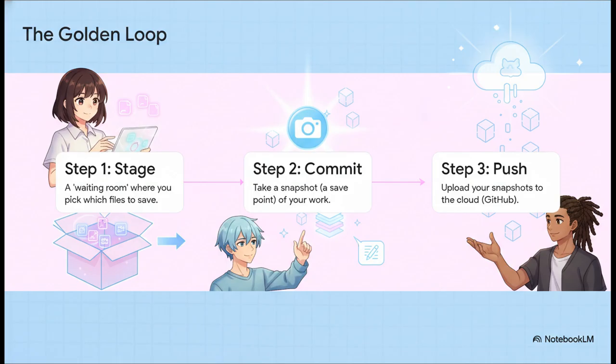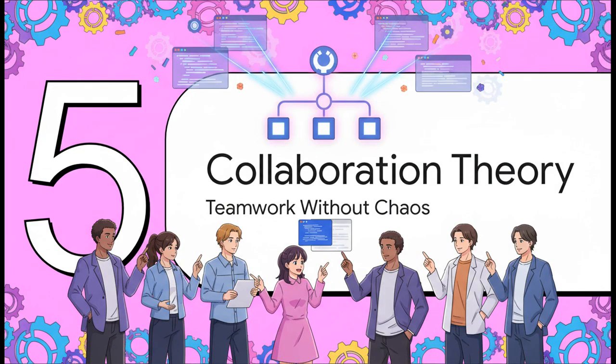Second, you commit. This is where you actually take the picture. And you always add a short message describing what you changed. And finally, number 3, you push. And that's what uploads your new snapshot to GitHub for safekeeping. Stage, commit, push. That's the loop. Simple as that.